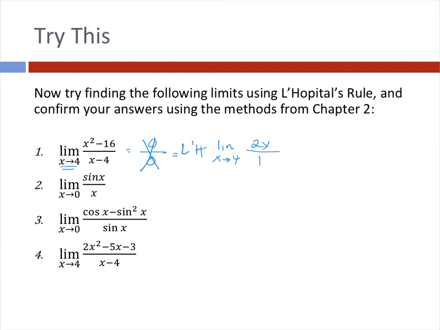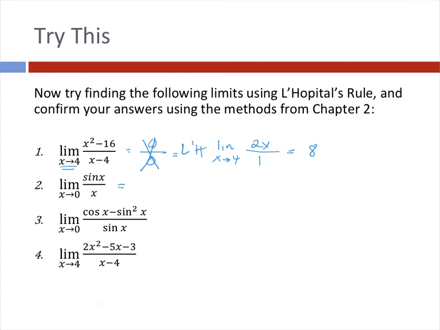So we can try direct substitution again. If I plug 4 in there, I'm going to get 8. So that's my limit. And again, confirm this. Well, we confirmed this earlier when we did the algebraic manipulation with this and canceled the x minus 4 factor, and we got the same answer of 8. Let's try the second problem.